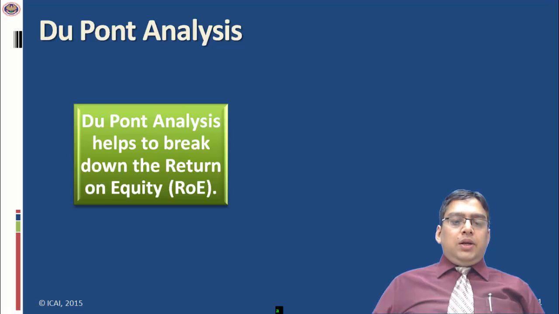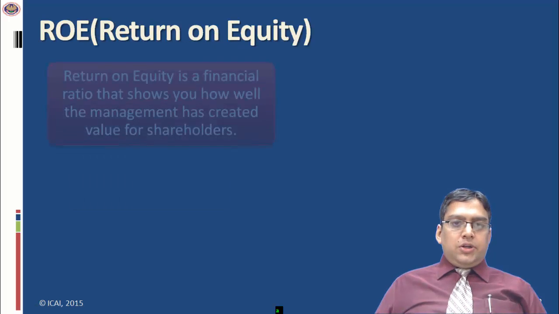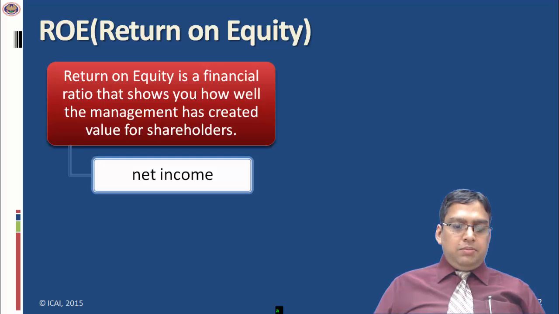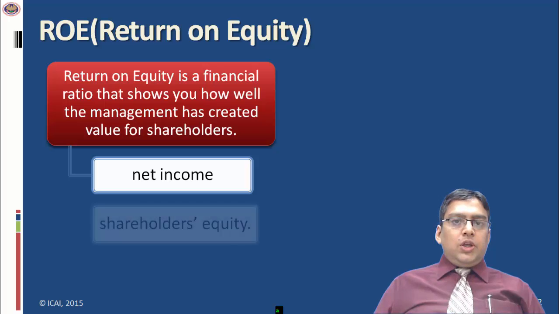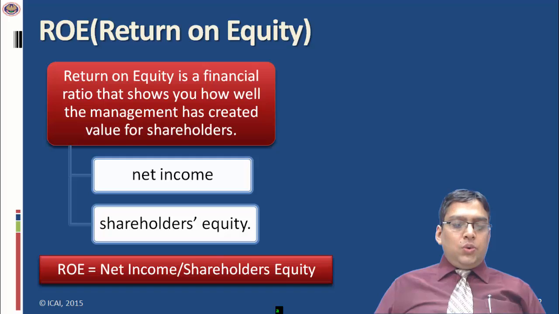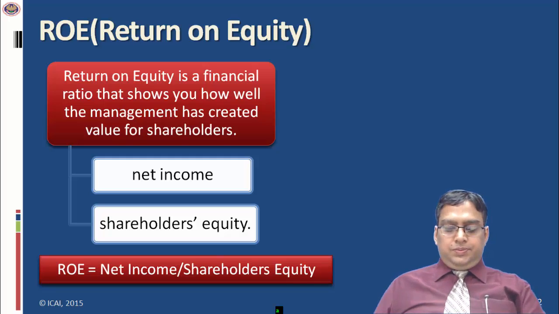Next is DuPont analysis. DuPont analysis helps to break down the return on equity, that is ROE. Return on equity is a financial ratio that shows you how well the management has created value for shareholders. Return is made up of two numbers, that is net income and shareholder equity. And return on equity is equal to net income divided by shareholder equity.